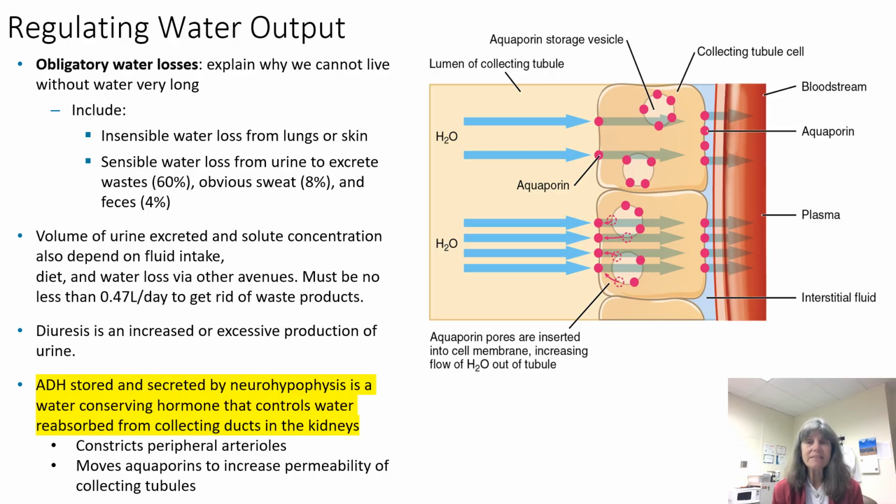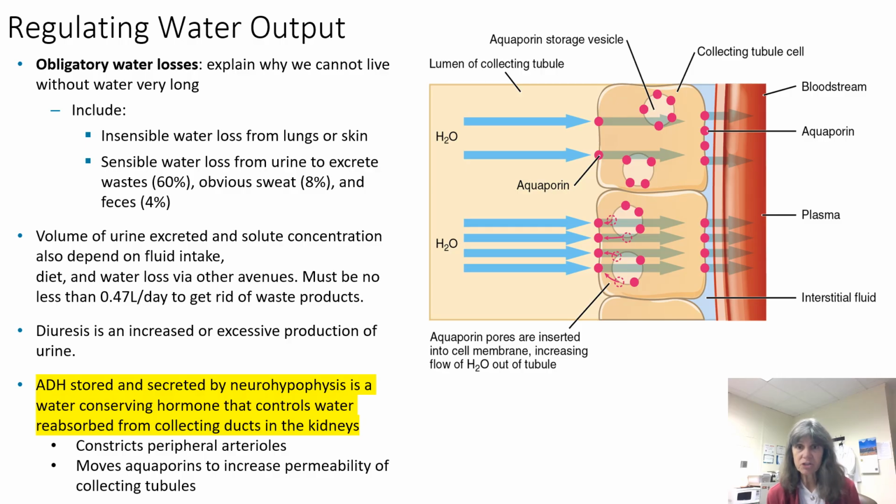The term diuresis refers to an increased or excessive production of urine. And as you recall, antidiuretic hormone is stored and secreted by the neurohypophysis. That's a water-conserving hormone that controls the amount of water reabsorbed from the collecting ducts in the kidneys. Antidiuretic hormone can also constrict peripheral arterioles and moves aquaporins into cell membranes to increase the permeability of the collecting tubules.